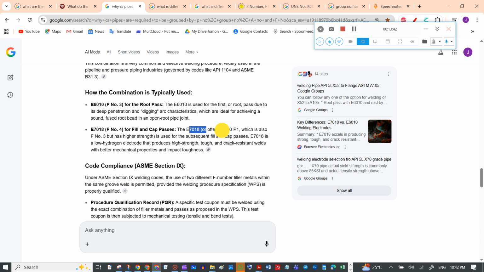E7018 or E8010 is a higher strength electrode used for subsequent fill and cap pass operations. It is a low hydrogen electrode. It can produce high strength, tough, and crack resistant welds with better mechanical properties and impact toughness.